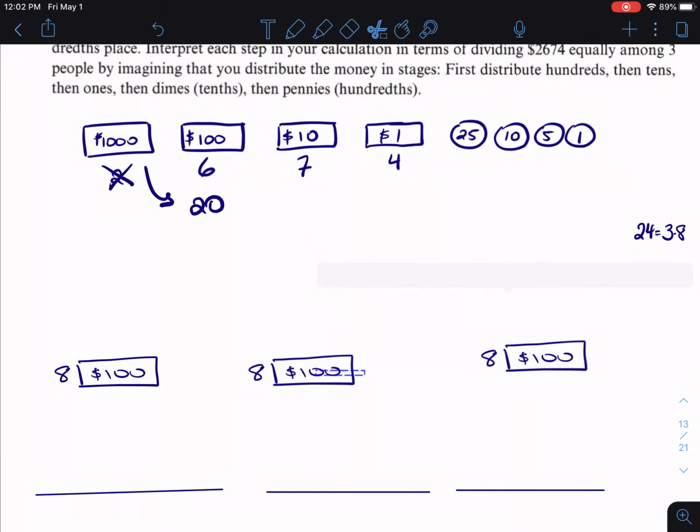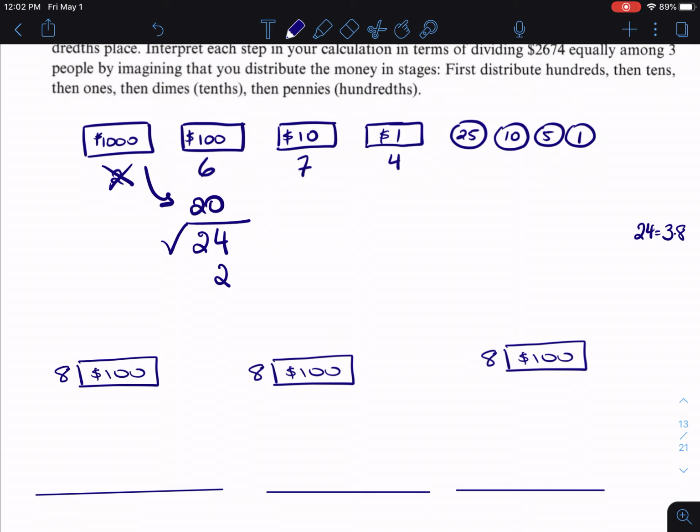Okay, so each person is going to get 8 $100 bills. Now we will have split up our 26 $100 bills into 24 $100 bills, which we split up, and 2 more $100 bills, which we really can't split between 3 people.